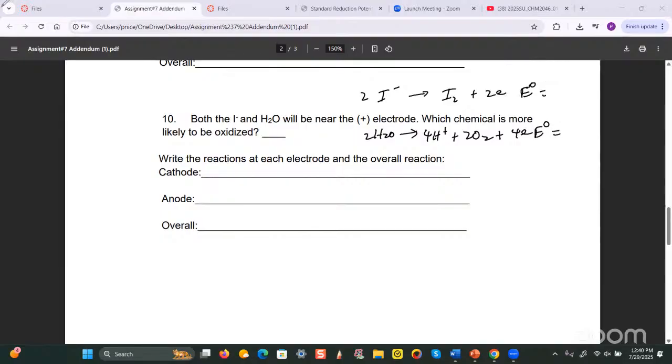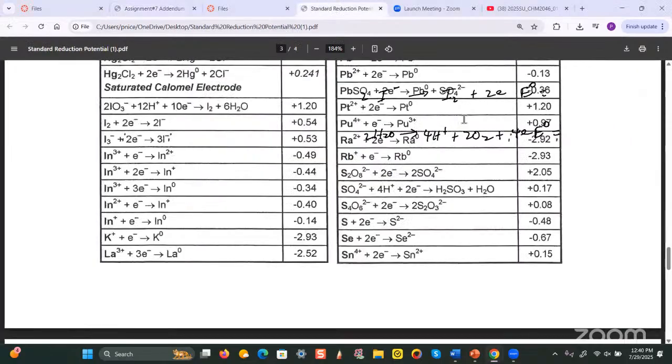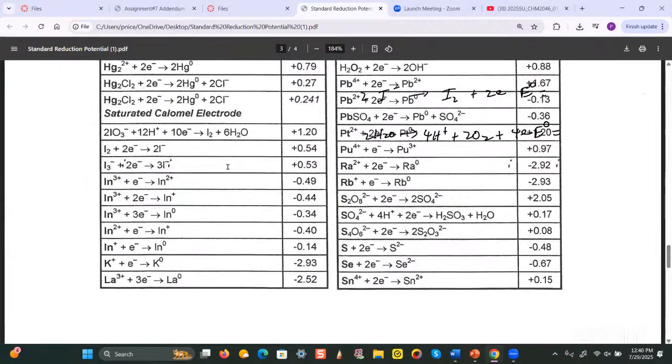So now we have to look at the EMF values for these half reactions, right? So again, we have to go to the tables. So where is the table? And we're going to look for the reduction of I2, because that's the reverse of the oxidation of I minus. So here it is right here. You don't have to go far to find it. The reduction of I2, the EMF value of that is 0.54. So for the oxidation, it's going to be the reverse, which is minus 0.54 volts.